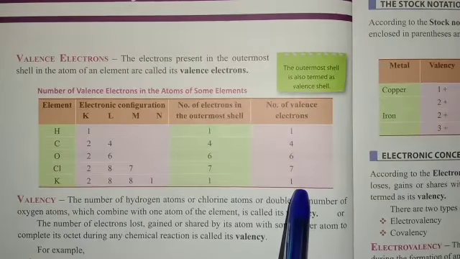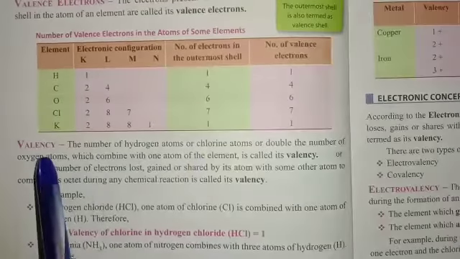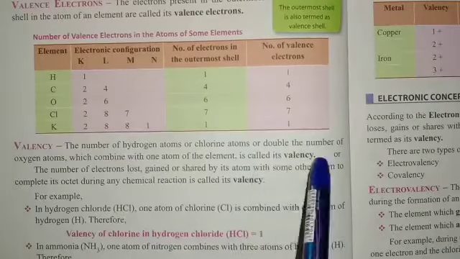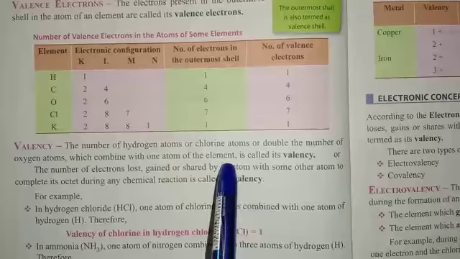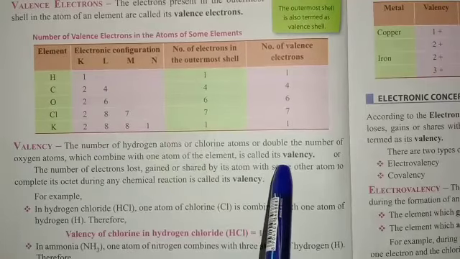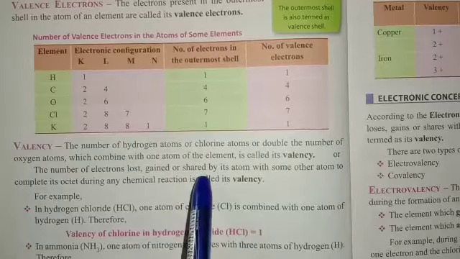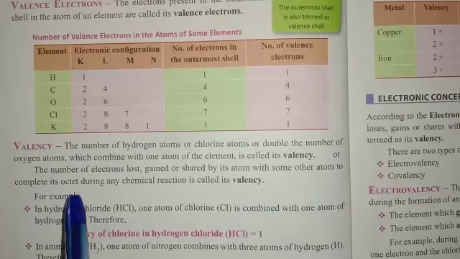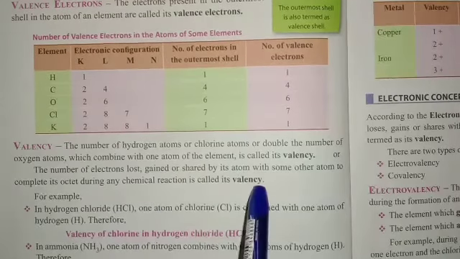Now come to what valency is. Valency means the number of hydrogen atoms or chlorine atoms, or double the number of oxygen atoms, which combine with one atom of the element. Or it is the number of electrons lost, gained or shared by its atom with another atom to complete its octet, that is, to complete 8 electrons in the outermost shell, in any chemical reaction.